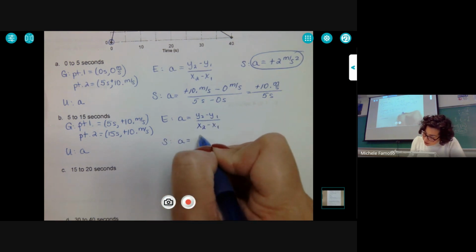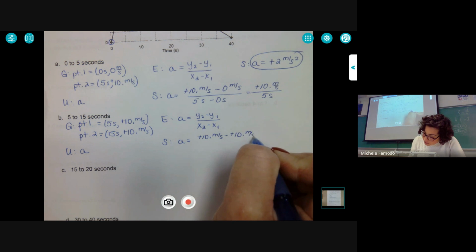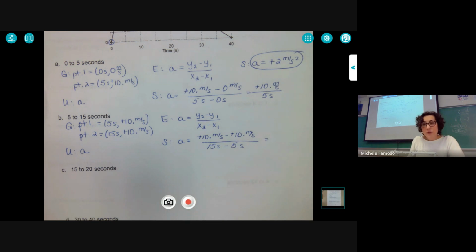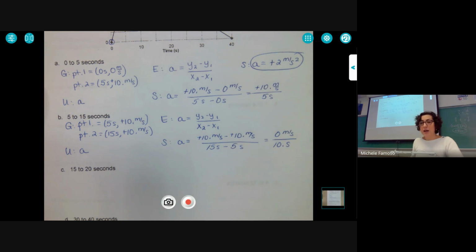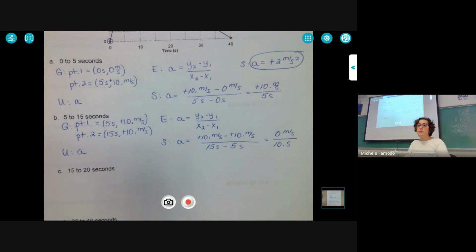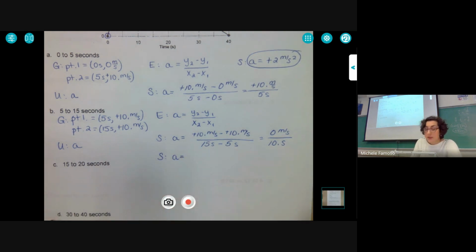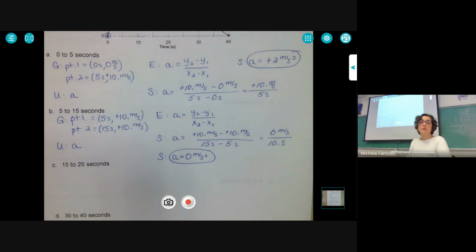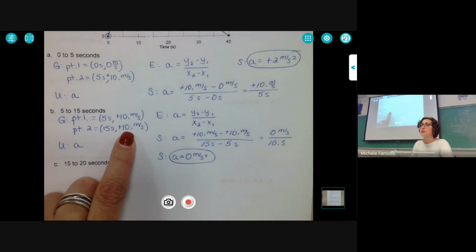So the acceleration is positive 10 meters per second minus positive 10 meters per second all over 15 seconds minus 5 seconds. So the numerator is 0 meters per second, and the denominator is 10 seconds because we keep precision when we subtract. What does that mean this acceleration is? 0 meters per second squared. We still want a unit on it, meters per second squared. It wasn't accelerating there. In other words, the velocity was constant. Weren't those velocities constant? 10 and 10 didn't change.